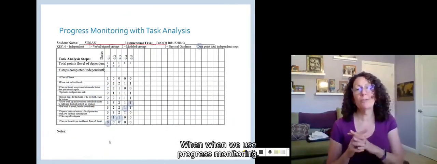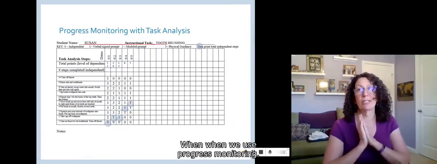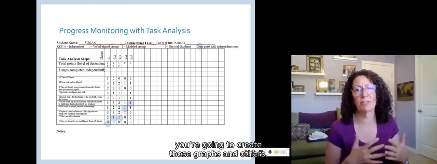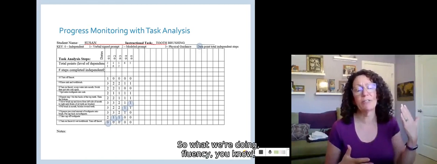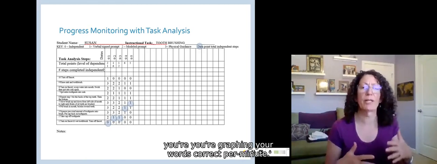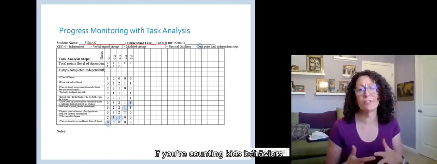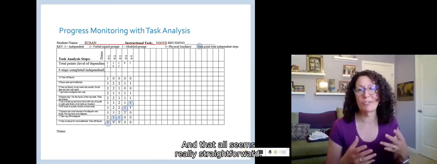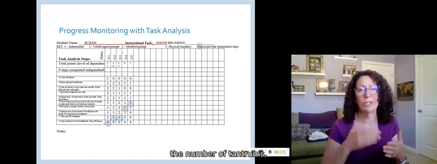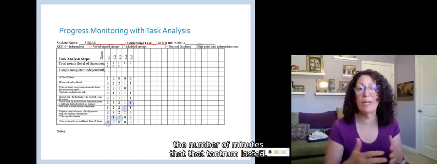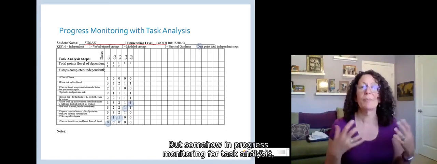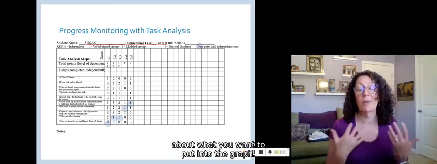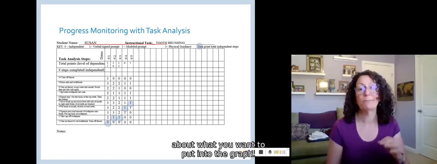When we use progress monitoring, some things are more intuitive about how you're going to create those graphs than others. So when we're doing fluency, you're graphing your words correct per minute. If you're counting kids' behaviors or taking the amount of time that they've been in a tantrum, that all seems really straightforward. It's just the number of tantrums, the number of minutes that tantrum lasted. But somehow in progress monitoring for task analysis, it can be a little bit more confusing about what you want to put into the graph.